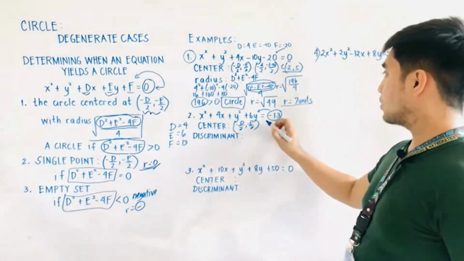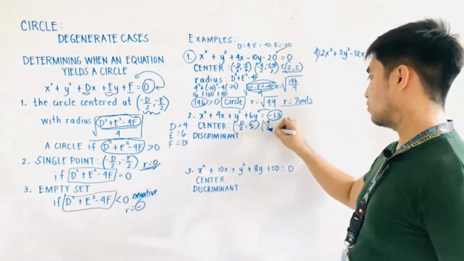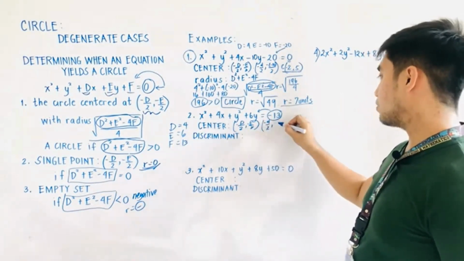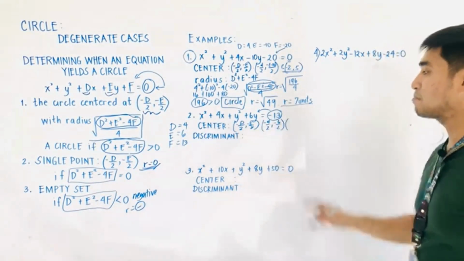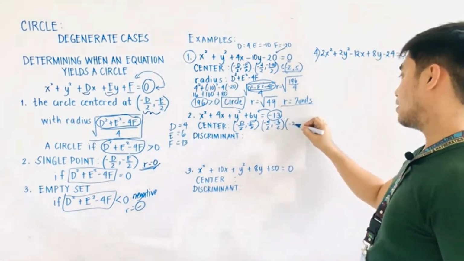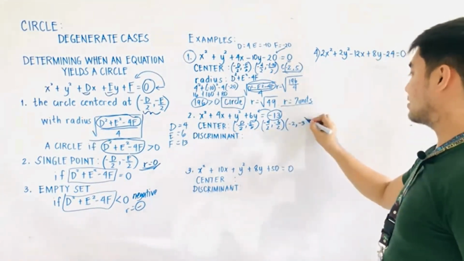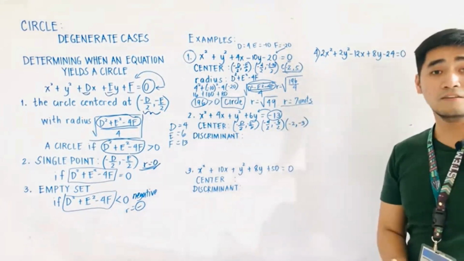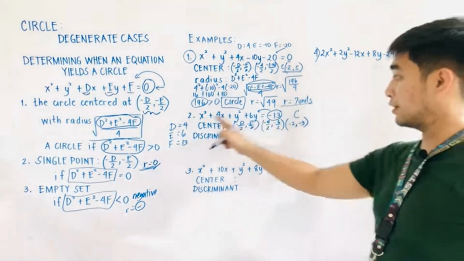Okay? Therefore, this becomes negative d over 2, that is negative 4 over 2. Negative e over 2, that becomes negative 6 over 2. And the center now is located at negative 4 over 2. Therefore, it becomes negative 2. Negative 6 over 2, that is negative 3. The center is located at negative 2, negative 3. So this is the center for this equation.